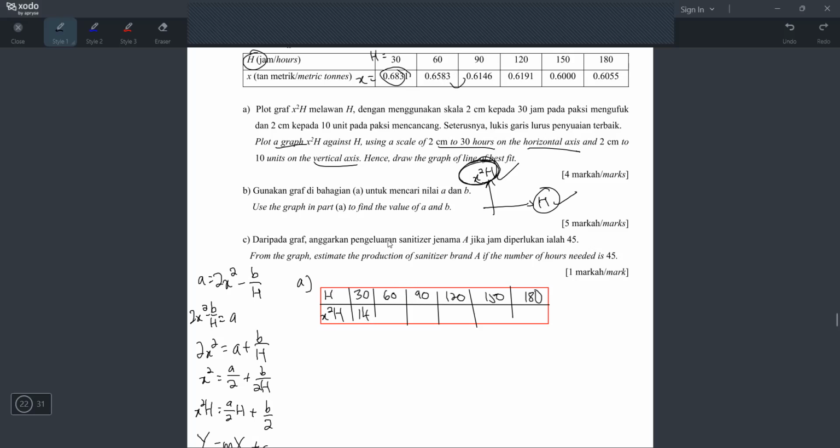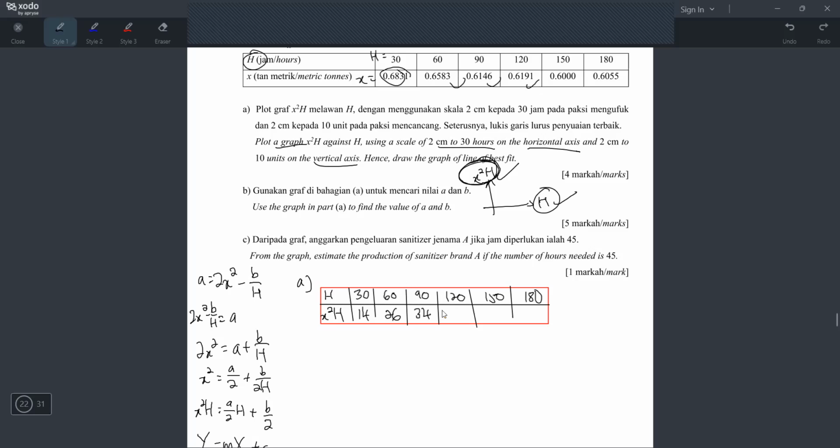Okay, my calculator gives me 26. So just write 26, and just write 2 decimal places. And then this one, 0.6146 squared times 90. What is the answer in 2 decimal places? 33.995. So 34, right? Okay, next one, 0.6191 squared times 120.